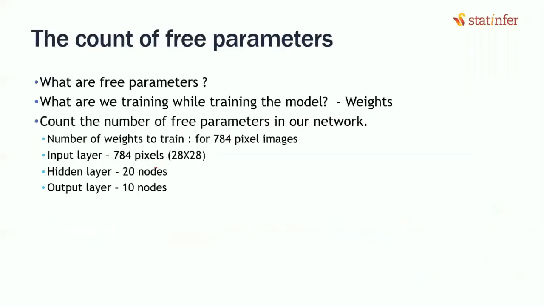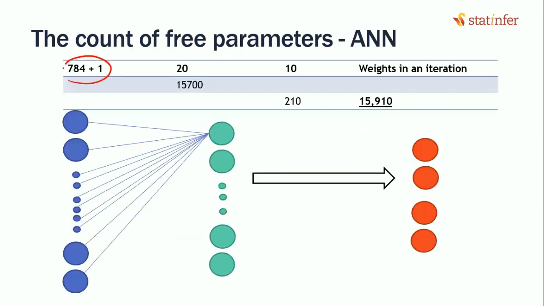So here is the first issue, the count of free parameters. Imagine you have an input layer with 784 pixels, which is like a 28 by 28 image. If you have a hidden layer with 20 hidden nodes and an output layer with 10 nodes, then you will have 785 into 20. I think all of us have already done this math, isn't it? 784 plus 1 bias, 785 into 20, that many weights, plus 21 into 10, 210 weights. About 15,000 weights are there.